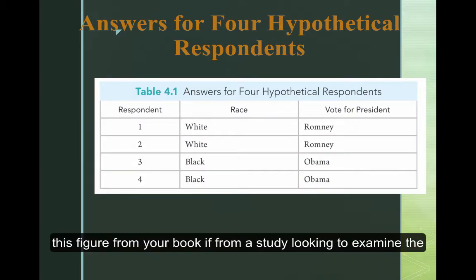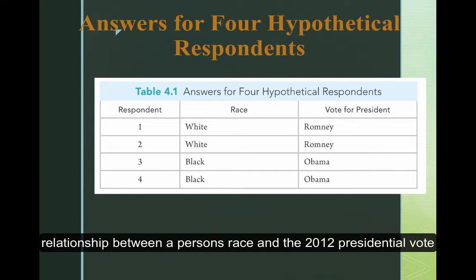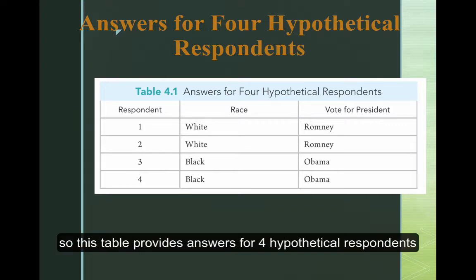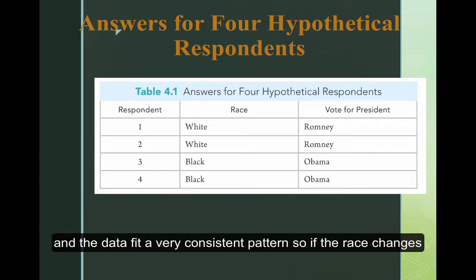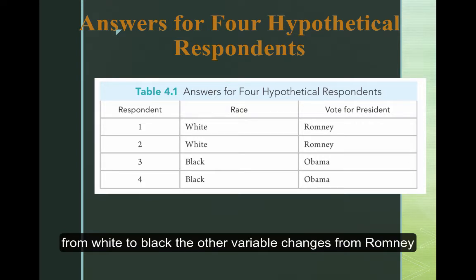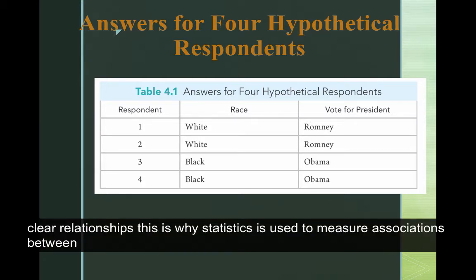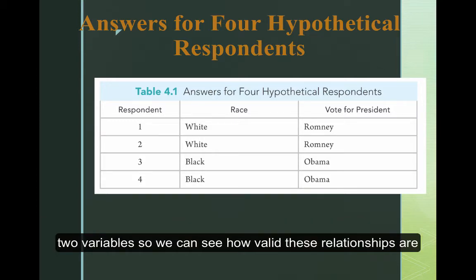So this figure from your book is from a study that's looking to examine the relationship between a person's race and the 2012 presidential vote choice. So meaning that the unit of analysis are the individual respondents, so in this case, voters. This table provides answers for 4 hypothetical respondents, and the data fit a very consistent pattern. So if the race changes from white to black, the other variable changes from Romney to Obama. In real life, we rarely see such clear relationships, and this is why statistics is used to measure associations between 2 variables, so we can see how valid these relationships are.